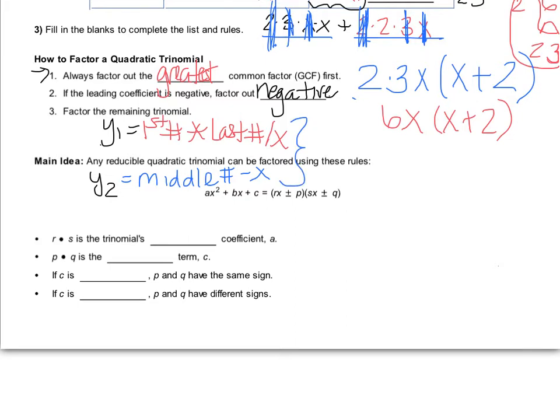Just as some reminders for vocabulary, any reducible quadratic trinomial can be factored using these rules. These are just rules that will help us out, or that will be good for your notes. R times S is what's called the trinomial's leading coefficient. P times Q is the constant term C.